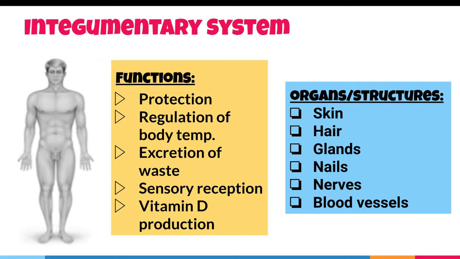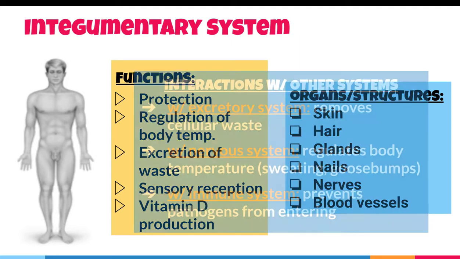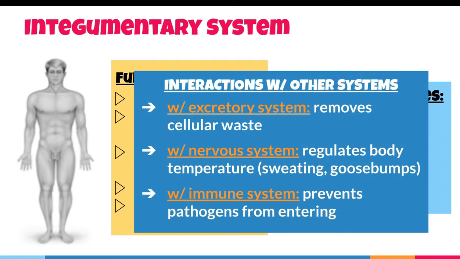The organs and structures that work within this system are the skin, hair, glands, there's a couple of types, your nails, nerves, and blood vessels. This should be familiar to you, and the interactions are new. So remember, I'd like you to, for each system, write down at least 2, so 2 or more of the interactions that I mentioned. So let's start with the integumentary system again.